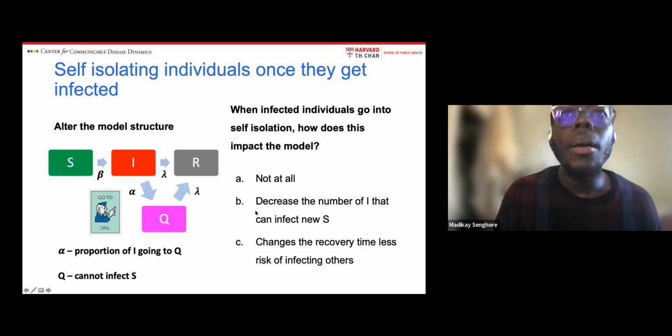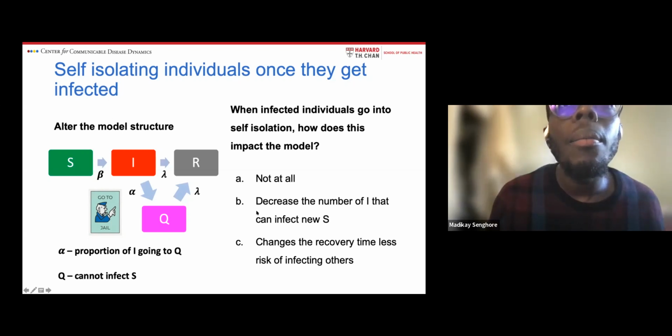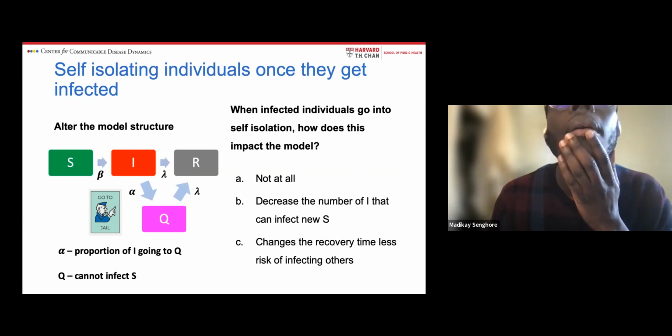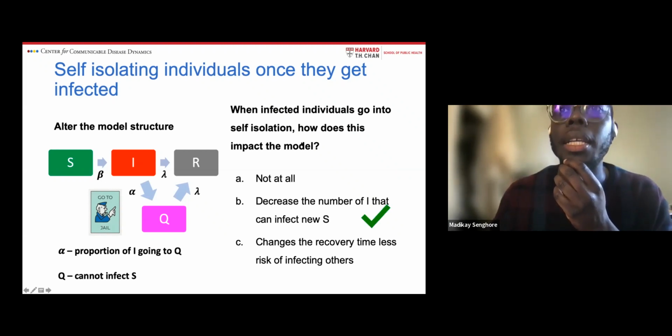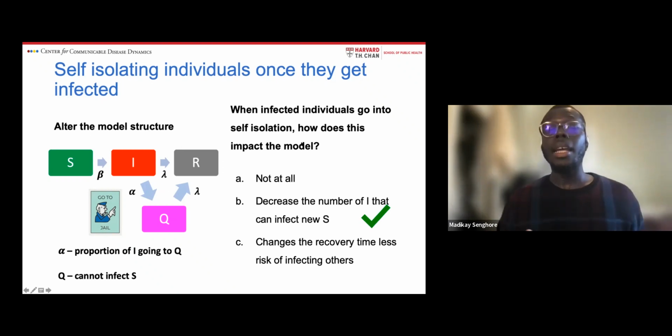Brilliant. Okay, so let me share these results. And the answer is B. The idea behind this is that you reduce the number of people that are actually eligible to infect others, right? And when you model this now, you would have this in your compartment so that when people are in I, they transition into Q and they can no longer infect new people.